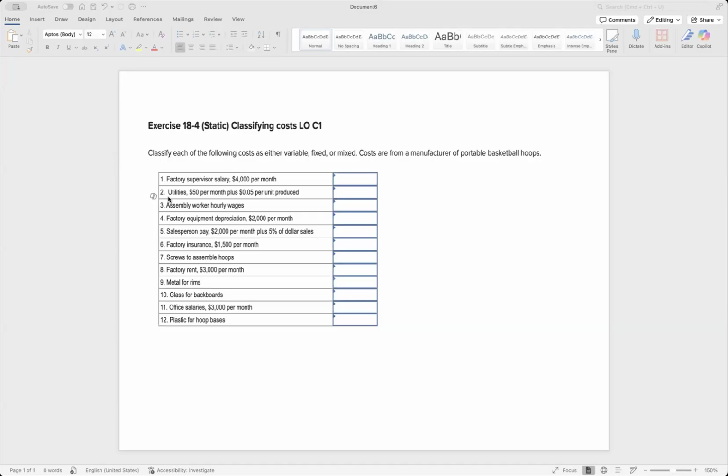So again, number one is fixed. Number two is mixed. Number three is variable. Number four is fixed. Number five is mixed. Number six is fixed. Number seven is variable. Number eight is fixed. Number nine is variable. Number 10 is variable. Number 11 is fixed. And number 12 is variable. And that's how you answer this question.